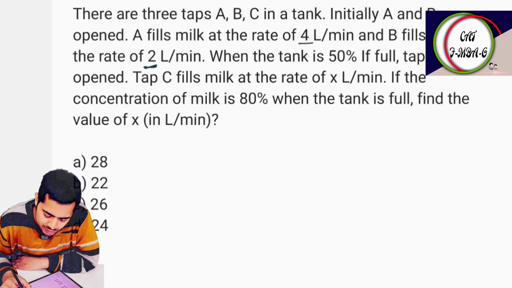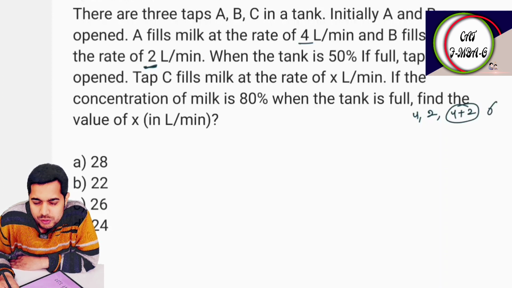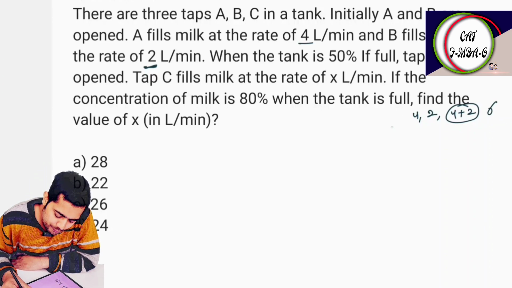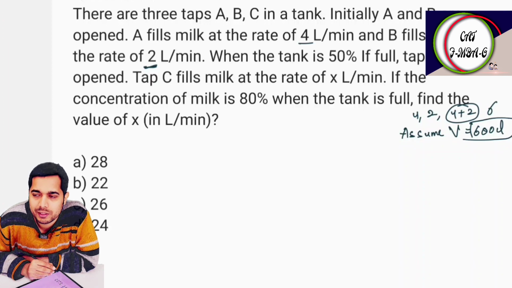Try to take the volume. So what I will do is, it should be divisible by 4, it should be divisible by 2. Try to make it divisible by 4 plus 2 in case it is required. So divisible by 6, and you can take in terms of 100 also, you can take in terms of thousands also. So assume volume of tank is 600 liters. Simple. Just assume this. You are going to get your question right anyways.